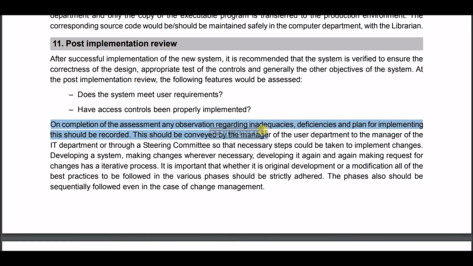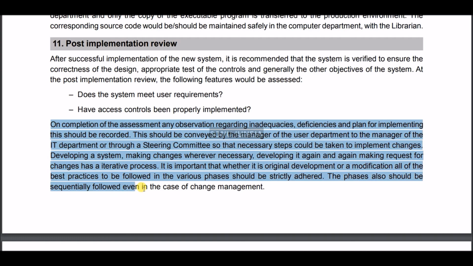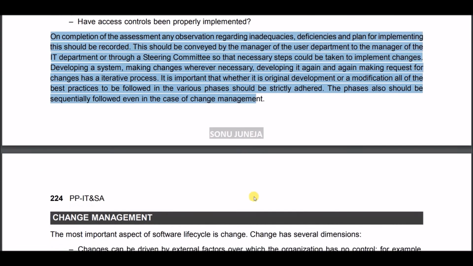This should be conveyed by the manager of the user department, the manager of the IT department, or through a steering committee, so that the necessary steps could be taken in implementing changes. Developing a system, making changes wherever necessary, developing it again and again, making requests for changes is an iterative process. And it's important that whether it is the original development or modification, all the best practices to be followed in various phases should be strictly adhered to. The phases should also be sequentially followed even in the case of change management.